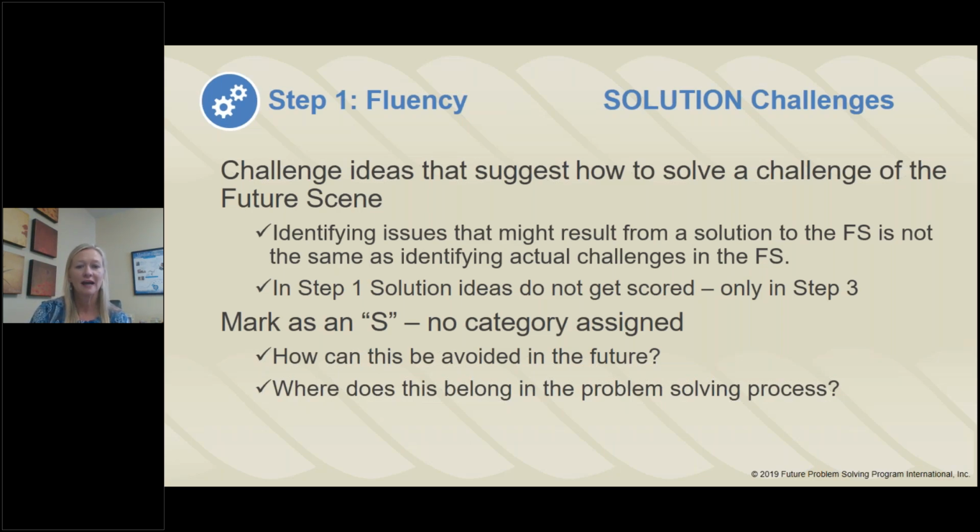The evaluators are asked to give them tips on how to avoid this and remind them to save these great solutions for step 3. Okay.